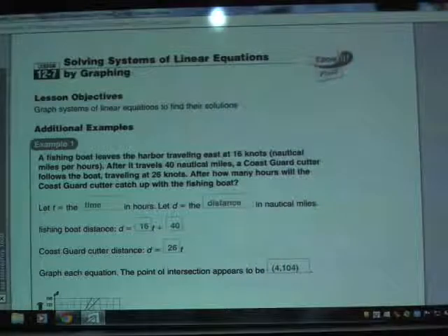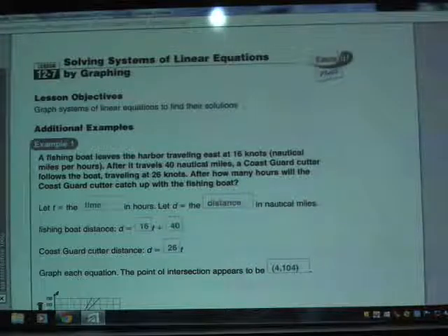We'll look at the equation, 16t plus 40. If t is 1, 16 times 1 is 16, plus 40 is 56. Exactly what I just said. If it's 2 hours out, 16 times 2 is 32, plus 40 is 72. The boat is 72 miles out. Makes sense. 16 knots, 2 hours, that's 32, plus the 40 it was already out, 72.